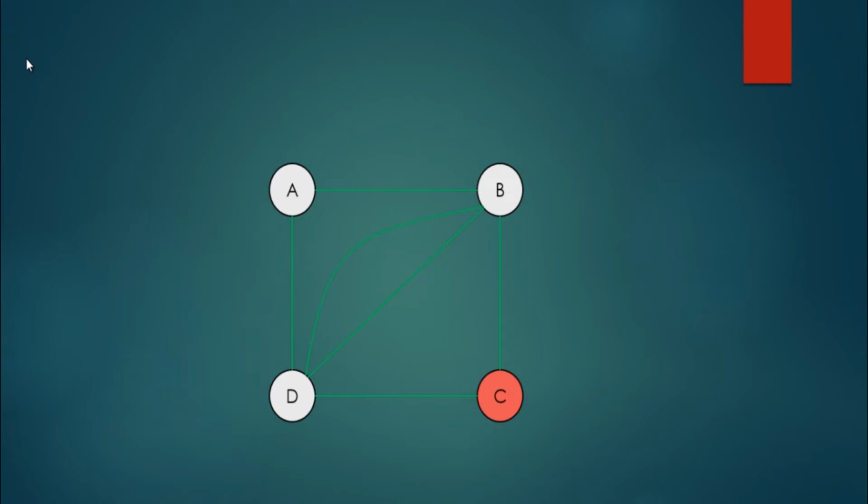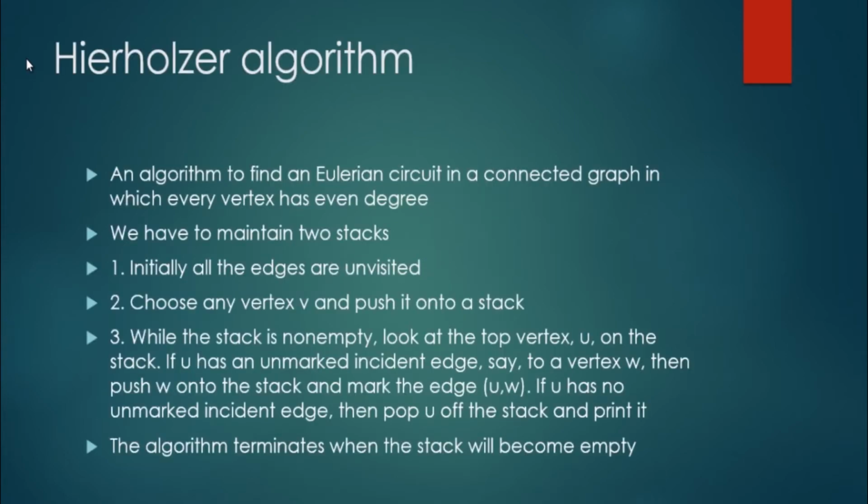It's not so efficient, so let me tell a few words about the Hierholzer algorithm. It is an algorithm to find an Eulerian circuit or Euler cycle in a connected graph in which every vertex has even degree. So we have to maintain 2 stacks, and initially all the edges are unvisited.